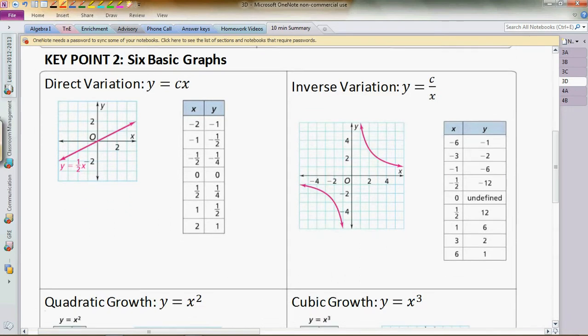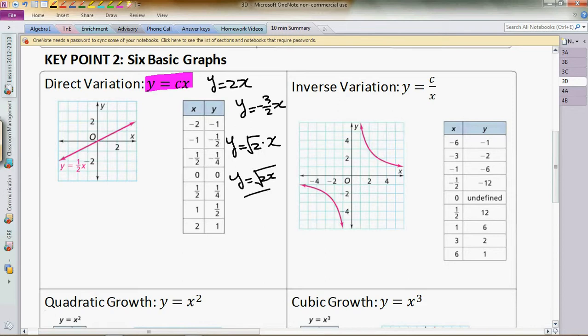6 basic graphs. So the first one is the direct variation. The equation is y equals c times x. That c is the constant, so you can put any number you want. Another example will be y equals 2x, or y equals negative 3 over 2 x, or something like that. Or as long as it's a real number, you can do y equals square root of 2 times x. Don't get confused with that equation: square root of 2 times x. This is a square root function. This is not direct variation.